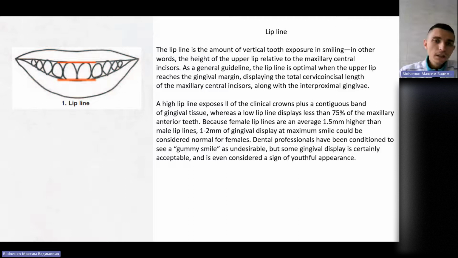A high lip line exposes the clinical crowns plus a contiguous band of gingival tissue, whereas a low lip line displays less than 75% of the maxillary anterior teeth. Because female lip lines are on average 1.5 millimeters higher than male lip lines, 1 to 2 millimeters of gingival display at maximum smile could be considered normal for females. Dental professionals have been conditioned to see a gummy smile as undesirable, but some gingival display is certainly acceptable and is even considered a sign of youthful appearance.